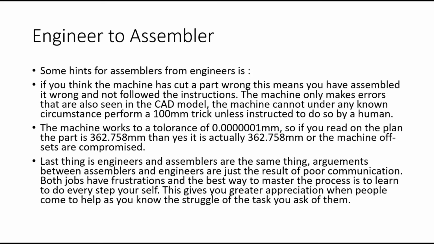So that's something to keep in mind for a lot of assemblers out there, because one of the most commonly heard things from assemblers is, why does it say 0.758? You show me 0.758 on this tape. It's like, mate, the machine cuts it to that, and that is why it is that.